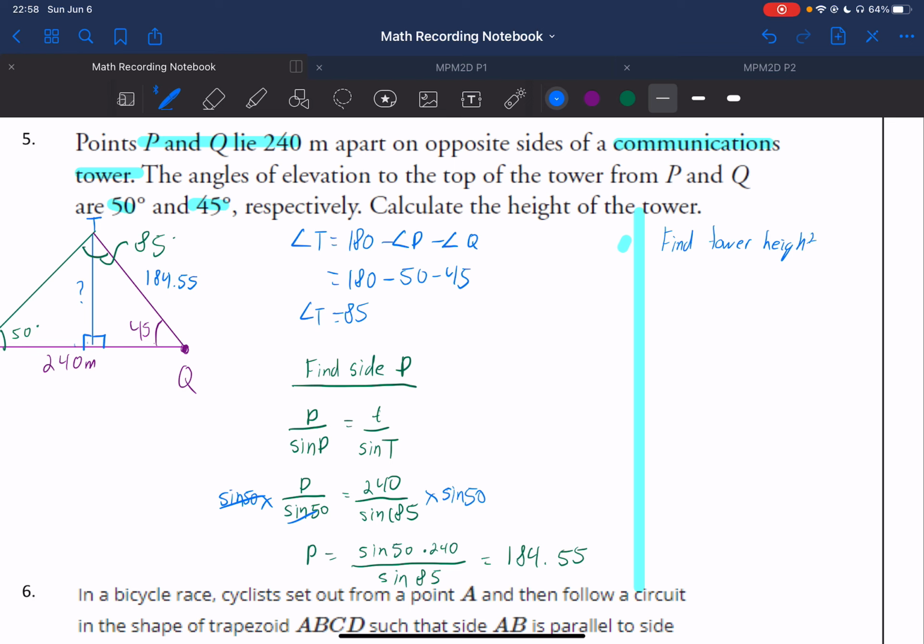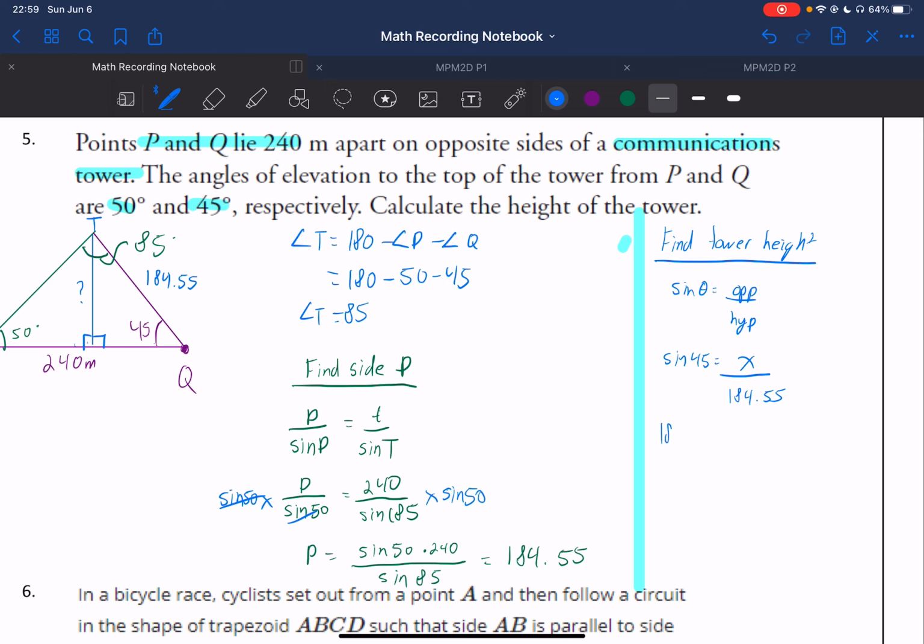And because we have an opposite and a hypotenuse, we're going to use sine. So sine theta equals opposite over hypotenuse. The opposite is the tower's height. So sine 45, x, don't know what the opposite is, over 184.55. We're going to multiply the 184.55 out to get x by itself.